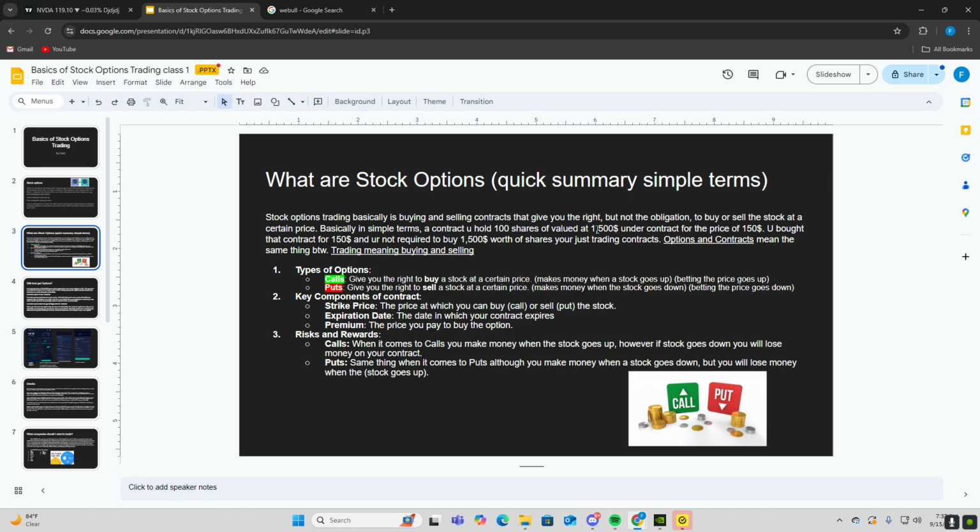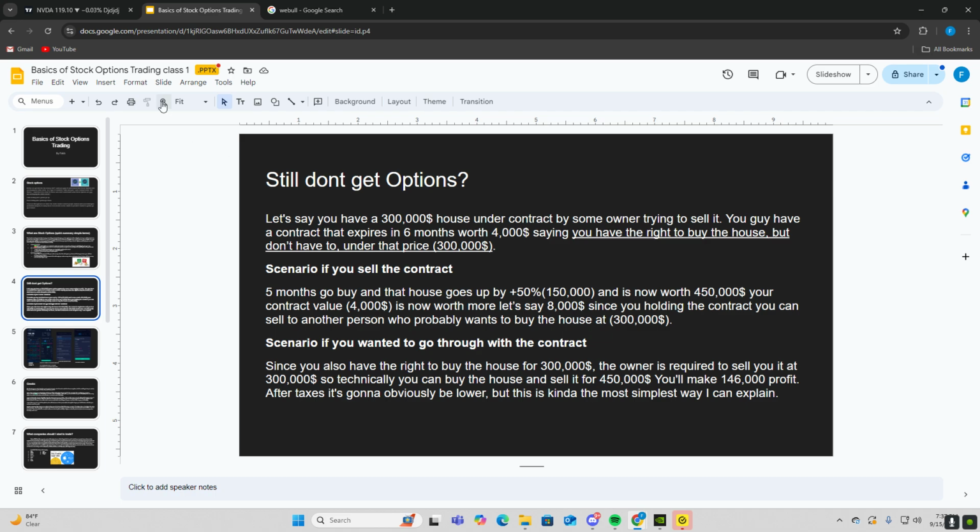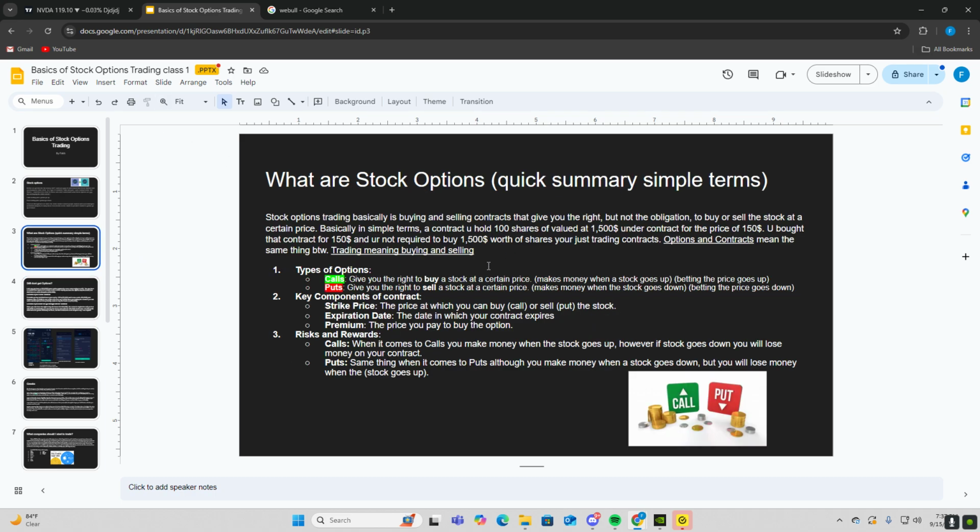Once the value of the stock goes up, the value of your contract goes up. So say you have 100 shares valued at 1,500 and you have a call, and your call is probably at 16, right? Each one of these shares costs 15 bucks, and you have a strike. Ah, I'm going to explain it to you in house terms, because I'm going to lose you guys.